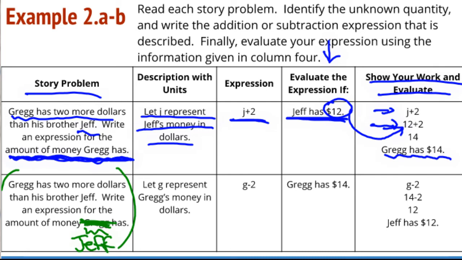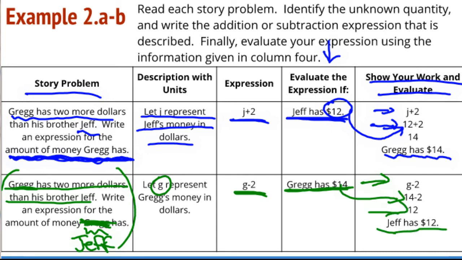And so we are starting with Greg, and we are using the information to get to Jeff. So starting with Greg, and we want to end with Jeff. So I have Greg, and I know that Jeff has less money than Greg, so I'll take the 2 away. It says that Greg has $14. So I've got my expression here. Greg minus 2 is what Jeff has. And I'll substitute the 14 in. 14 minus 2 will yield a 12. So Jeff has $12.